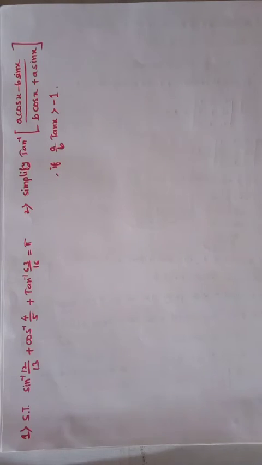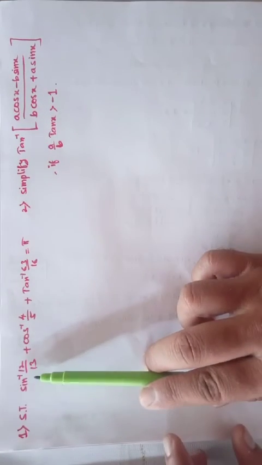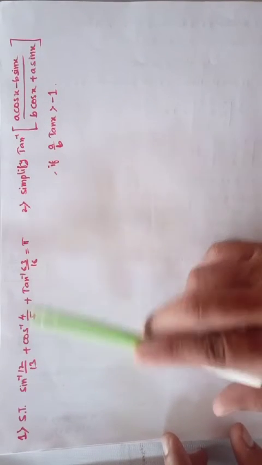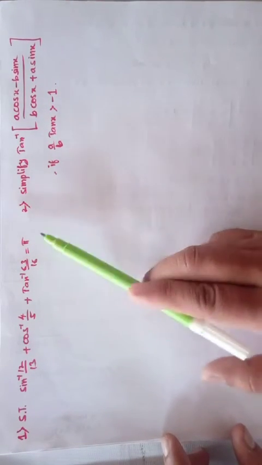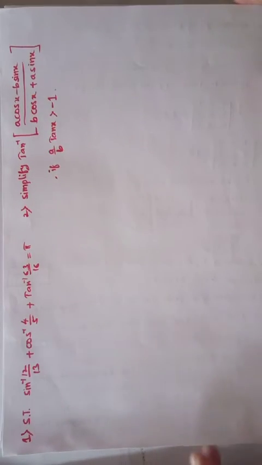Okay, we'll come to the next different type of questions in the inverse trigonometry functions. Show that sin inverse of 12 by 13 plus cos inverse of 4 by 5 plus tan inverse of 63 by 16 is equal to pi. We're required to show it as equal to pi.